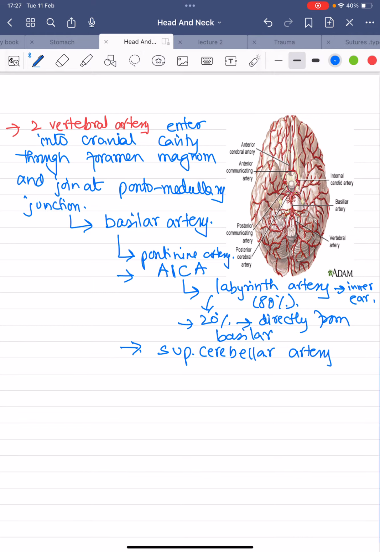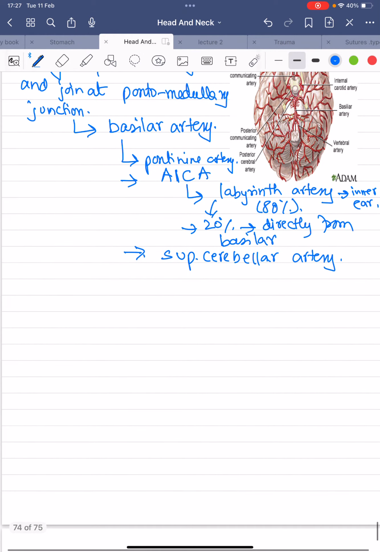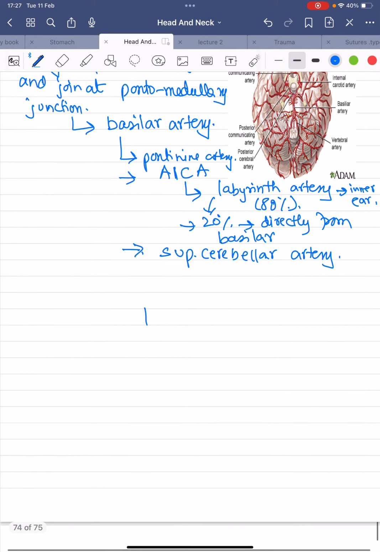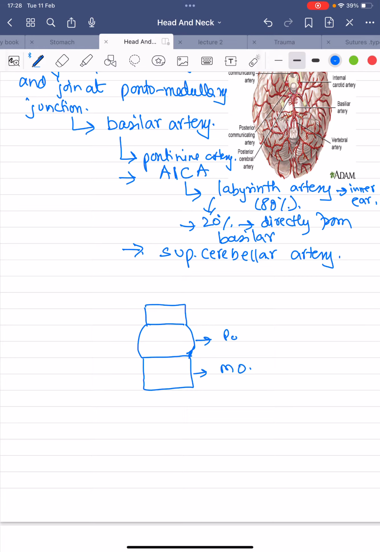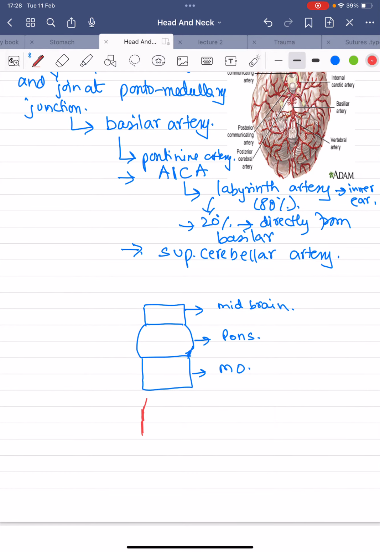Okay, so if I draw one diagram for all of you, see here everyone, this is the medulla oblongata, this is the pons, and this is the midbrain. Okay, so see here, the two vertebral arteries are entering into the cranial cavity through the foramen magnum.